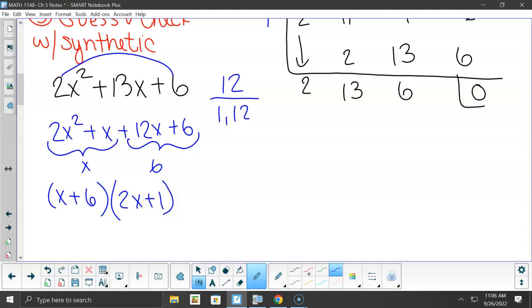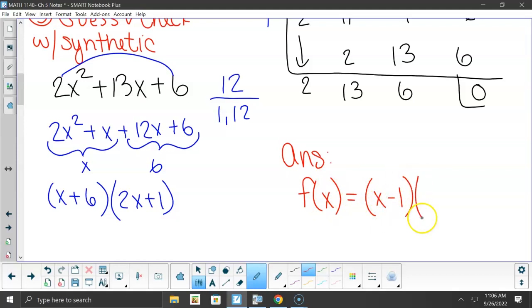What do they want us to do? Rewrite it in factored form. So I've got the 2, the one I pulled out earlier. So my answer for this is f of x equals x minus 1, x plus 6, and then 2x plus 1. Do I have to find the zeros? If it's not explicitly saying find the zeros, stop right there.